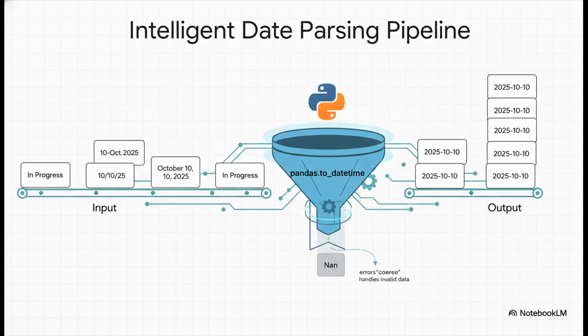Let's talk about dates. Instead of you having to write a bunch of complicated rules to figure out every possible date format someone might have used, you can use a single, powerful function, pandas.to_datetime. This function is incredibly smart. It can look at 01-Jan-2023 and 1/1/2023 and know they're the same date. And see that little errors equals coerce part? That's a pro move. It means if the function finds a date it absolutely cannot understand, instead of crashing your whole script, it will just turn that single value into a not a time or missing value, which you can then handle separately. It makes your whole cleaning process so much more robust.